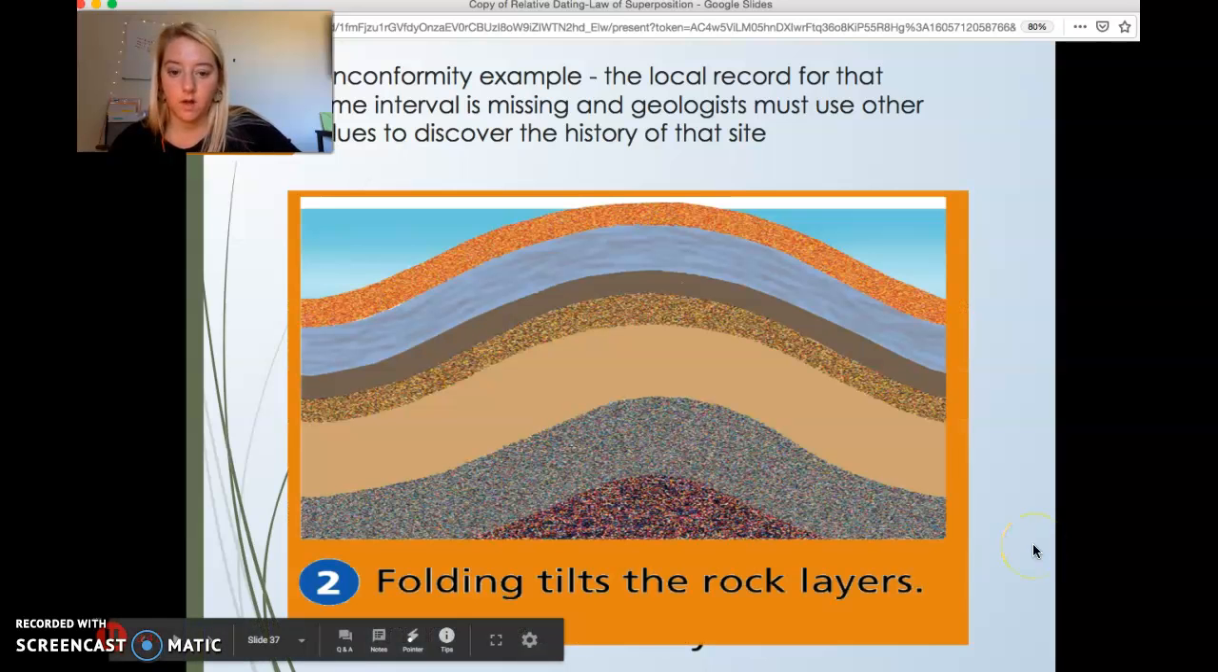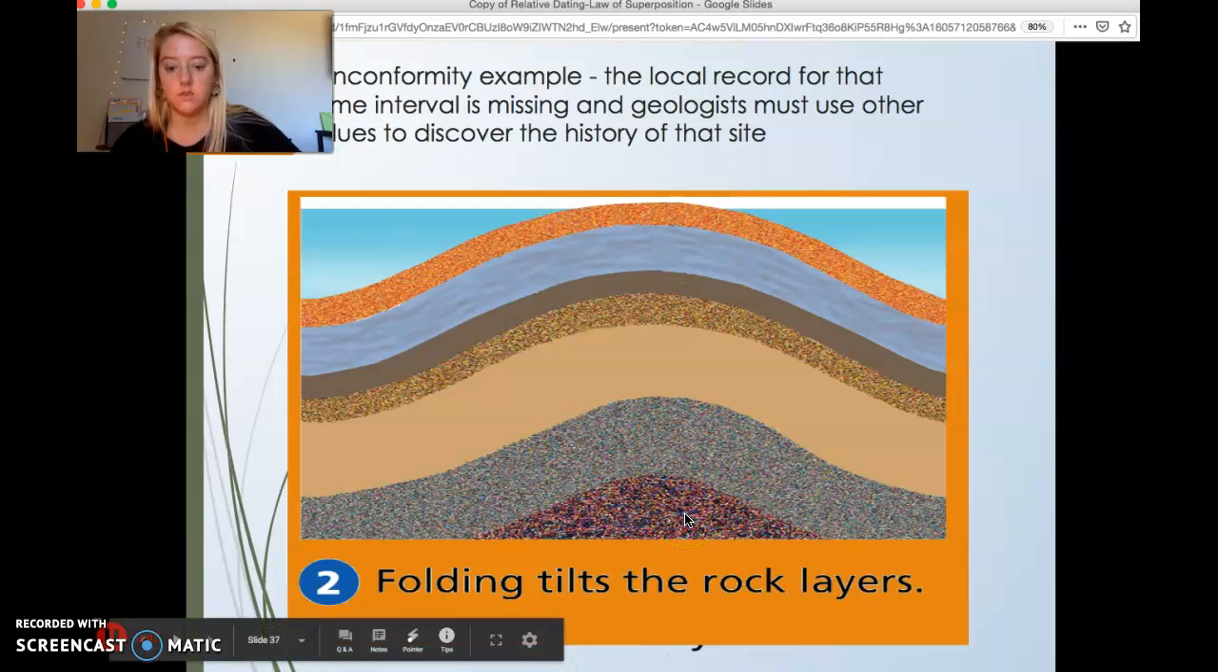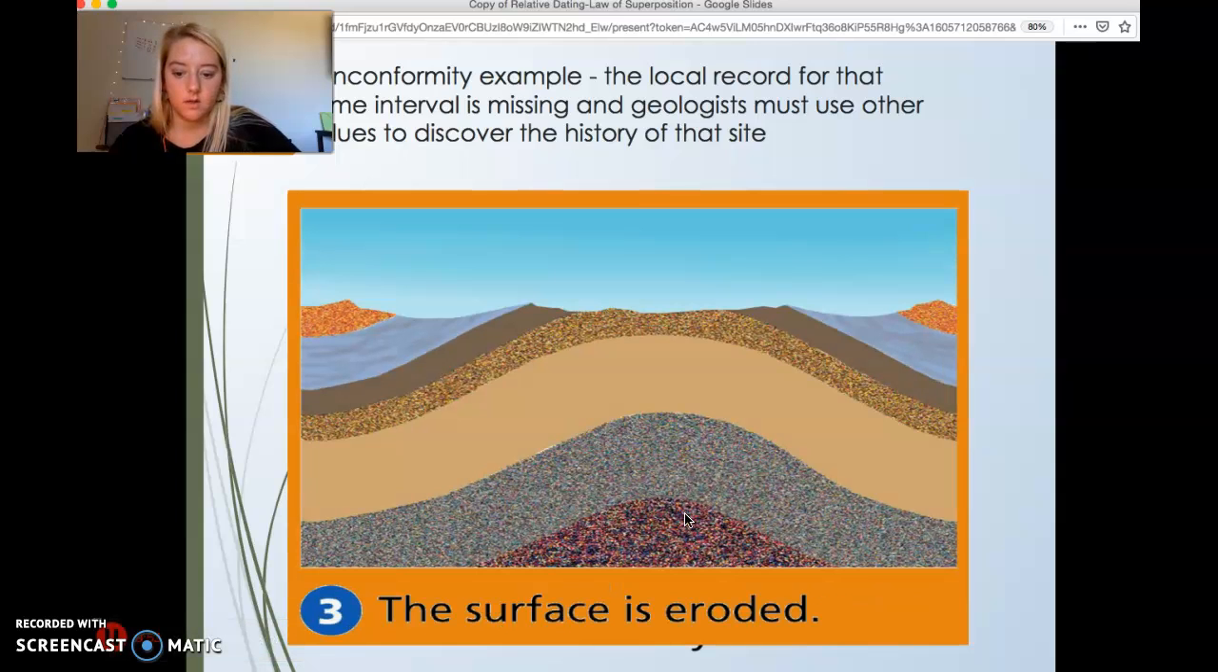Folding or tilting of the rock layers can happen, like with our canyon picture that we saw the other day, due to the tectonic plate movements. And then the surface can be eroded, so we might actually lose some of these layers due to the weathering and erosion of the sediments there, which we'll learn in Earth and Environmental History is very, very common.